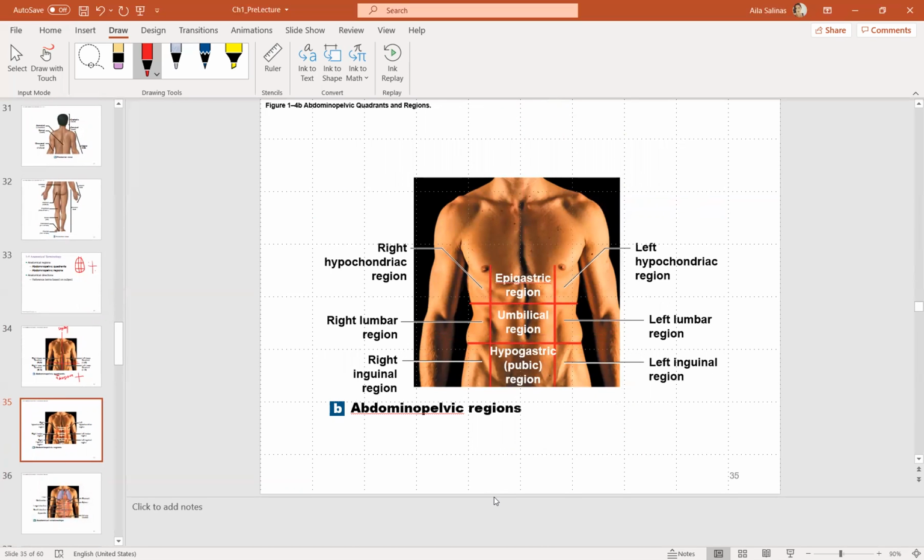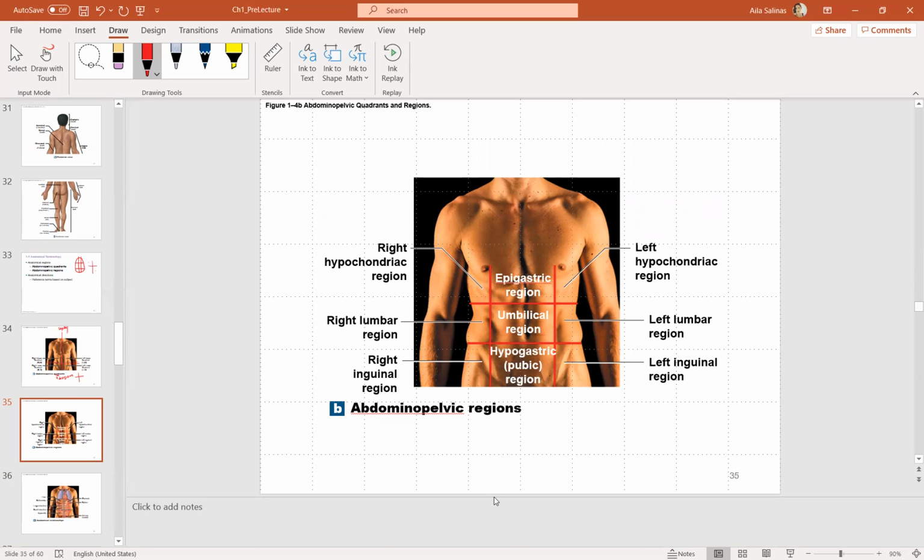And the regions are the subdivisions of those quadrants. So here we have the epigastric region that's in the beginning of your stomach. Right in the middle, we have the umbilical region that's close to your belly button. Below your belly button, we have the hypogastric or pubic region.